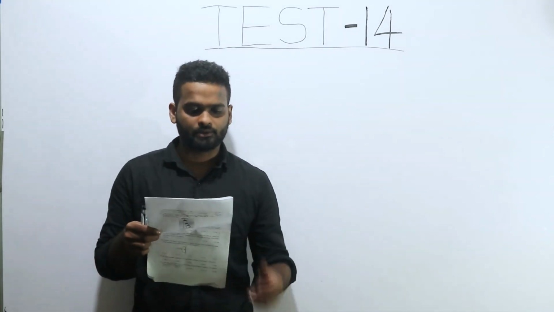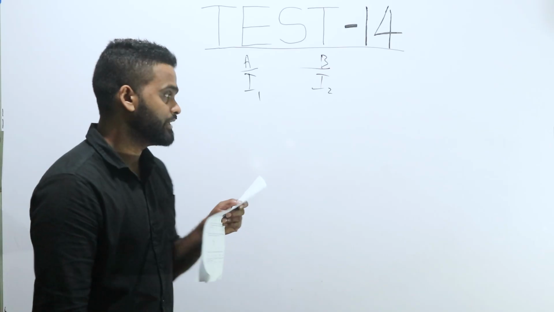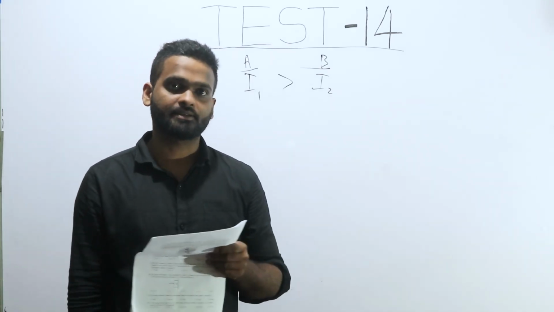So next you have the 12th question. It is a sentence question. Let's say A and B, two circular plates with the same thickness, have moment of inertia I1 and I2 around an axis through their center, normal to the plates. If I1 is greater than I2, consider the sentences below.